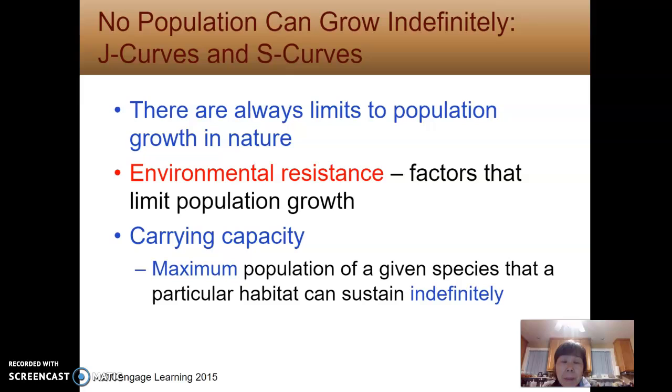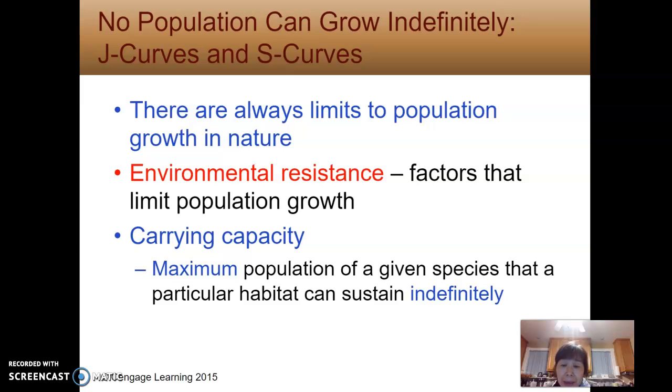And then if we look at population growth, there are always limits to population growth in nature, always. Okay, and then they have something called environmental resistance. So the factors that limit population growth in certain time. If you are at a dry season, then precipitation would be the environmental resistance. If you are in the cold area, then in the winter, the harsh temperature will become an environmental resistance.